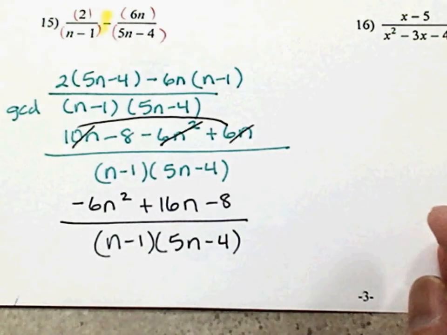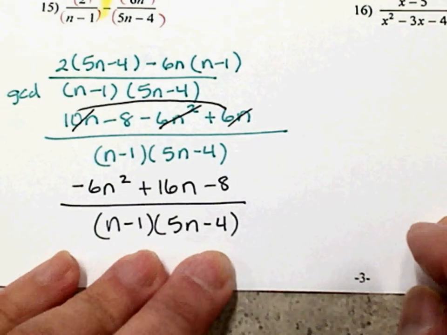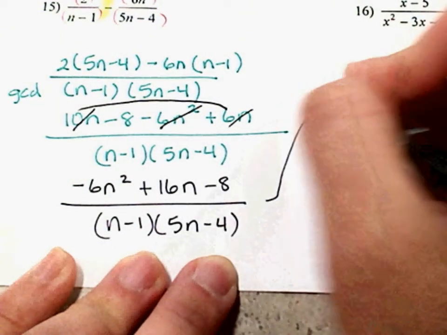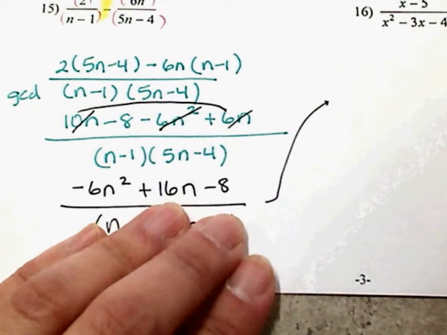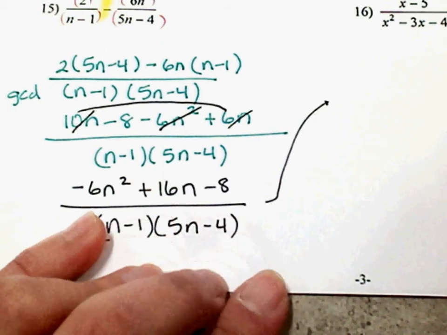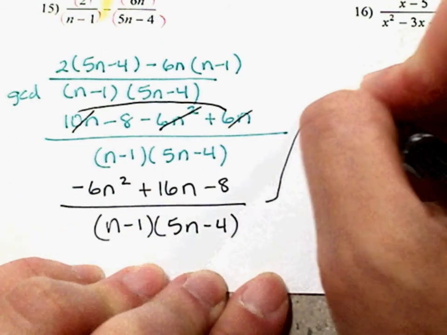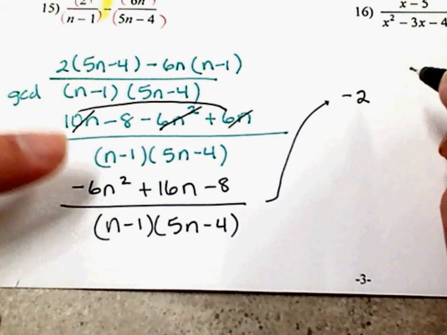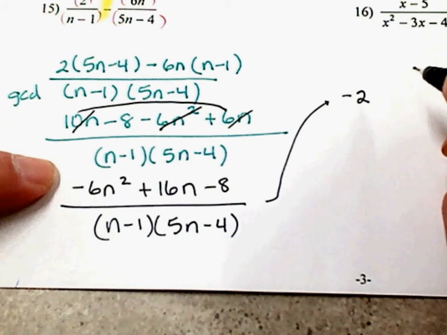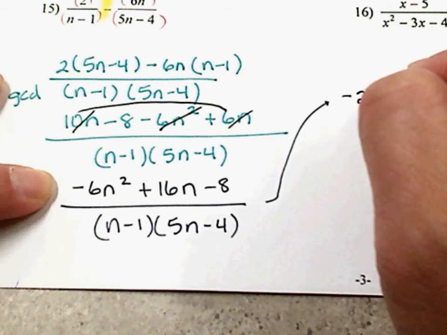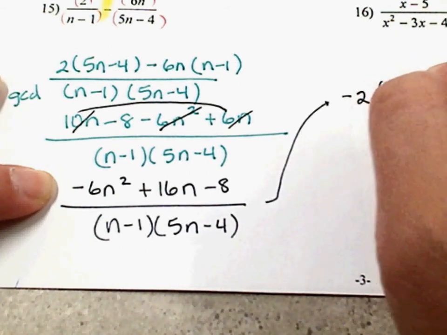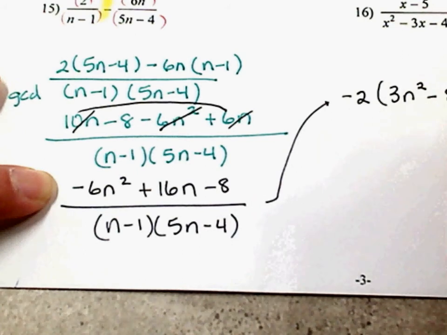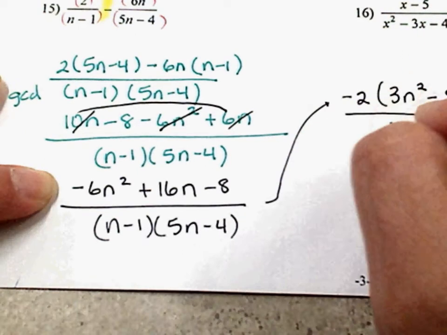Okay, look at your numerator. Anything to factor out? Yeah. What number goes into 6, 16, and 8? 2. I'm going to make it a negative 2 so I can make this a positive, okay? Try to make your highest degree positive. Factor out negative 2. When you do, you have 3n squared minus 8n plus 4, all of it over n minus 1 times 5n minus 4.